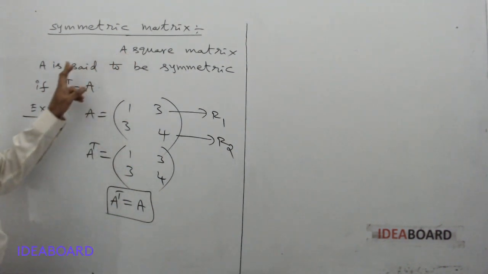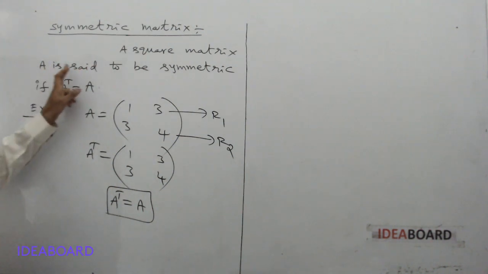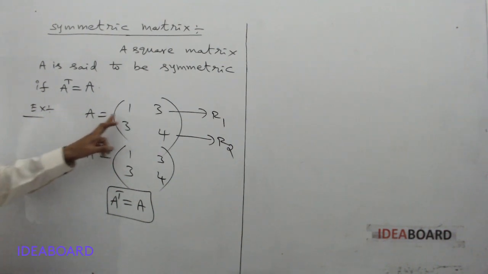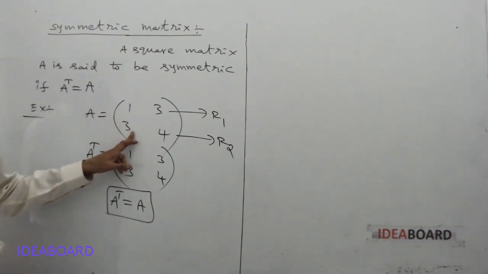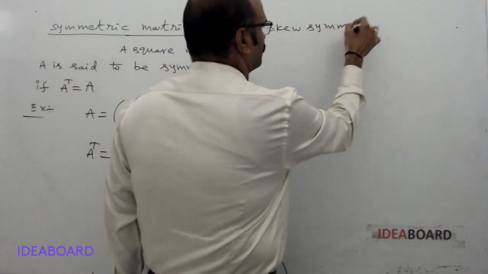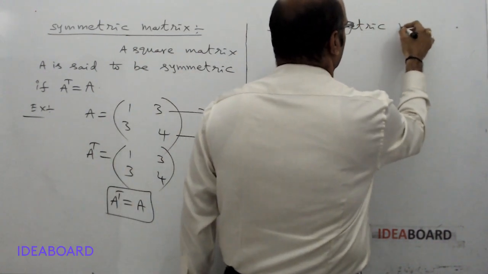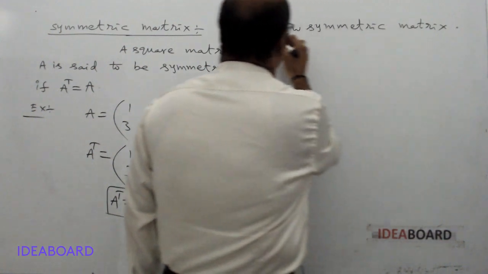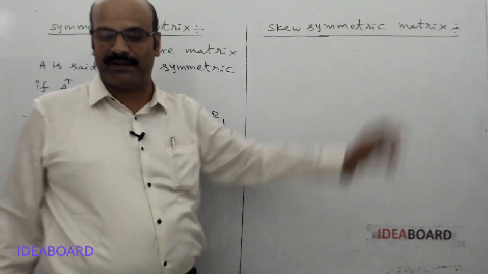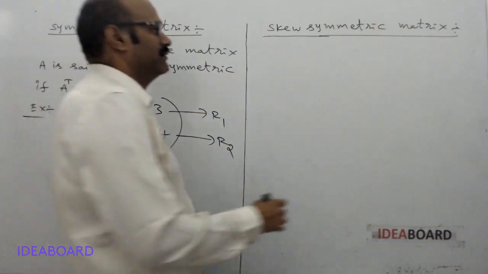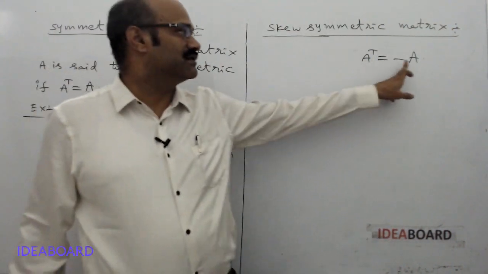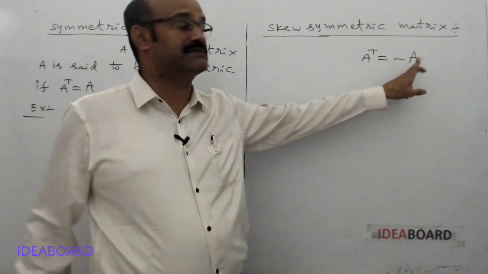So, whenever you have a square matrix A, A is said to be symmetric if A transpose equal to A. Here we say that A is, in this case, a symmetric matrix. Now, skew symmetric matrix. A square matrix A is said to be skew symmetric matrix if A transpose equal to minus A. If you have A transpose equal to minus A, then we say that the matrix A is said to be skew symmetric matrix.